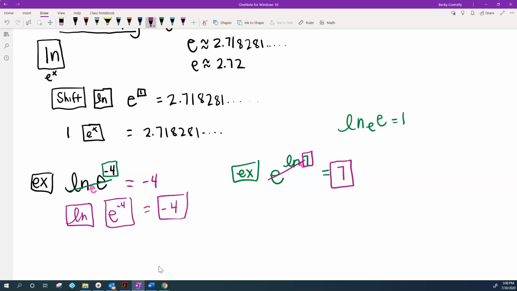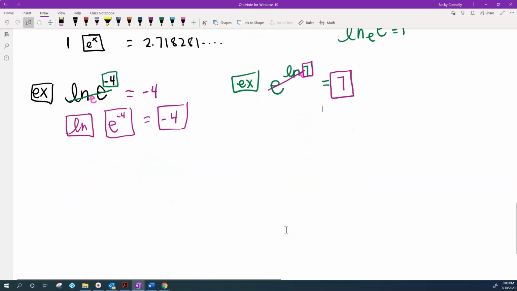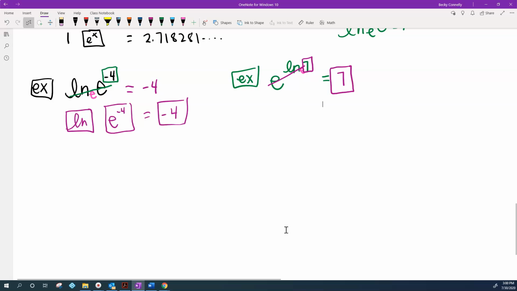Okay, so it's kind of cool the way these work out, but it's just understanding these properties of logs. What about this one? How about if I have e to the natural log of the square root of 3? I would not suggest trying to put this in on your calculator. There's no need to. What would the answer to that be? Square root of 3? Yep, square root of 3.